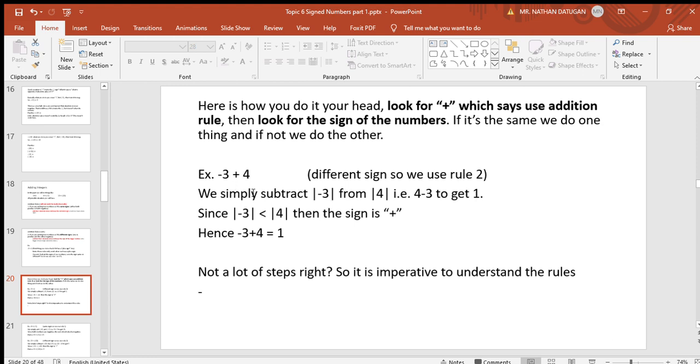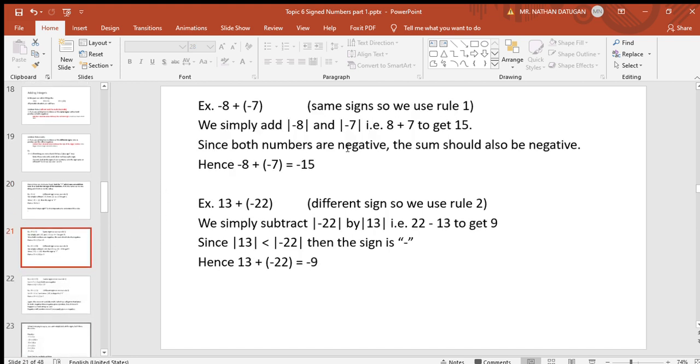So we're going to subtract the absolute values of -3 and 4. In this case, it's 4 minus 3, and we're going to get 1. Now we compare which one is larger, the absolute value of -3 or the absolute value of 4. In this case, 4 is larger, so we use the sign of 4, which is positive. So -3 plus 4 is positive 1. Not a lot of steps, but it's very imperative that you understand the rules.